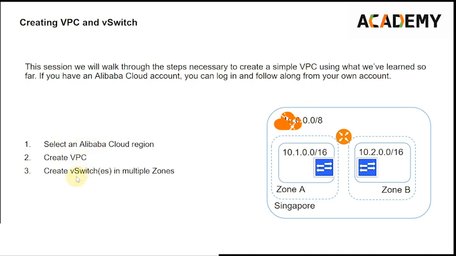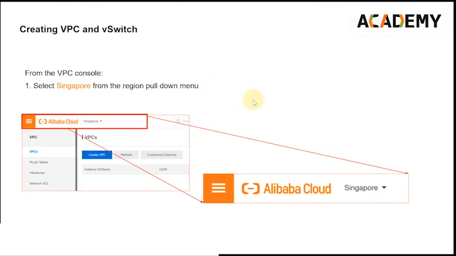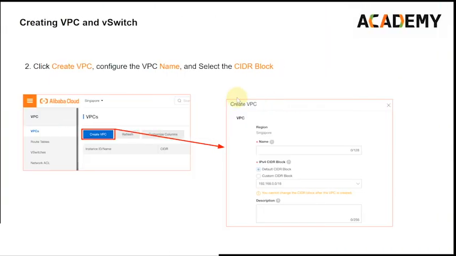And in step 3, in the VPC, we will create vSwitches in multiple zones. Let's say we have the CIDR 10.0.0.0/8. We will create subnets 10.1.0.0/16 and 10.2.0.0/16 in different zones within the VPC. Now it's creating a VPC and vSwitch. It selects Singapore from the region pull down menu, right? Number 1, we need to select the VPC. Step number 2, click the create VPC button, put in the name and the default or custom CIDR block.